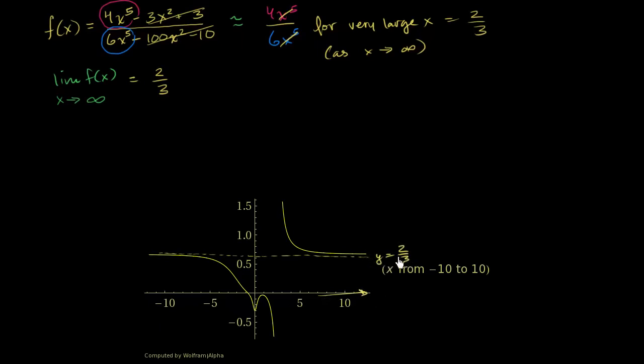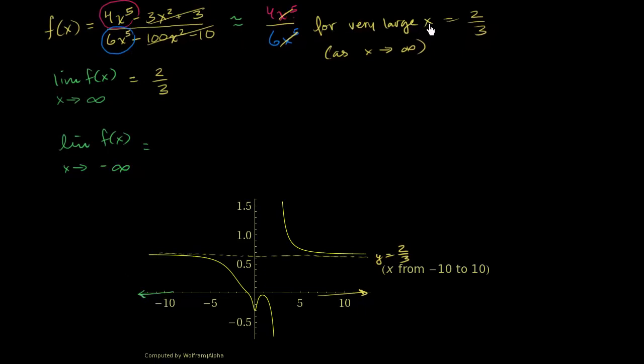And when we just look at the graph here, it seems like the same thing is happening from the bottom direction when x approaches negative infinity. So we could say the limit of f of x as x approaches negative infinity, that also looks like it's 2/3. And we can use the exact same logic. When x becomes a very, very, very negative number, as it becomes further and further to the left on the number line, the only terms that are going to matter are going to be the 4x^5 and the 6x^5.